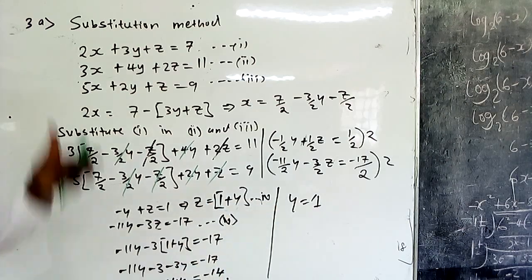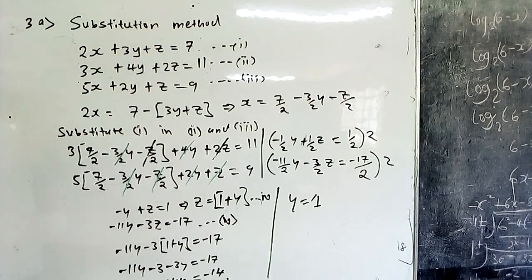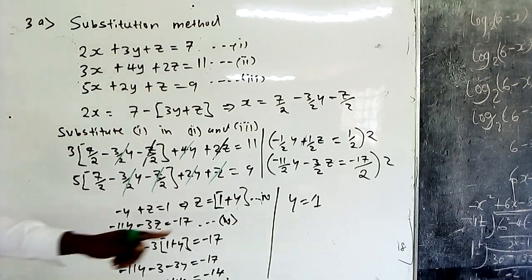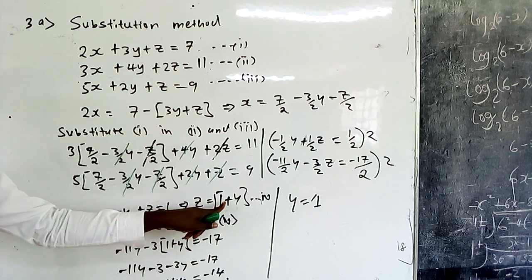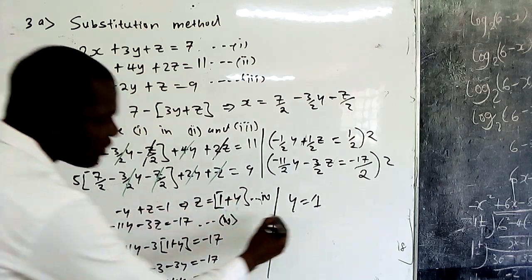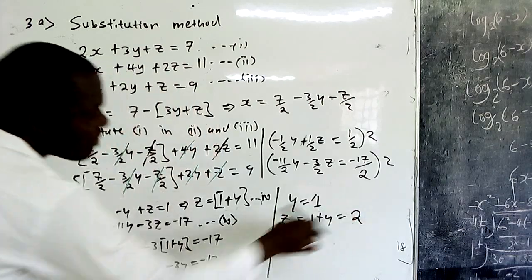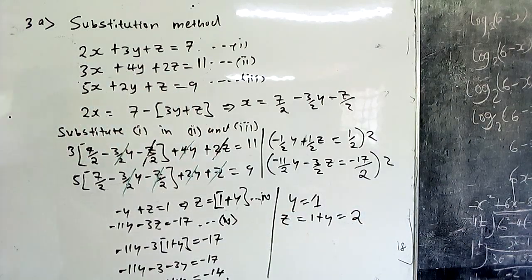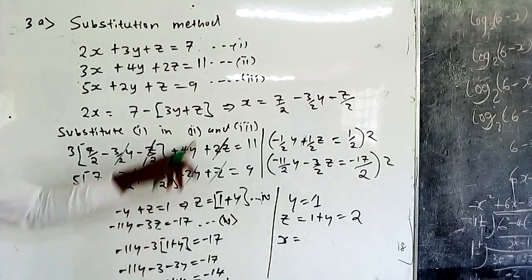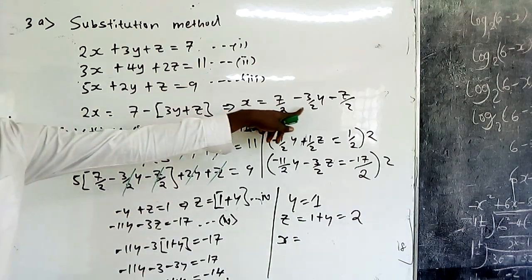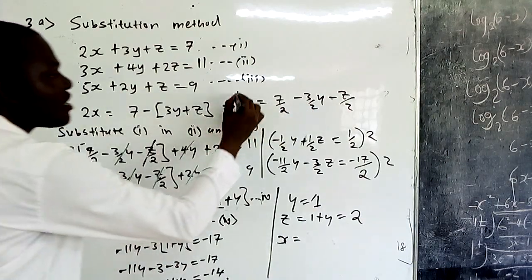So after getting y, you substitute backwards to get x and z, isn't it? So you found y. What is z? Z is 1 plus y, isn't it? Z is 1 plus y, meaning z is equals to 2. 1 plus 1, isn't it? Then after that, you get x, isn't it? What is x? Equation 4. This equation is where we add x, isn't it?